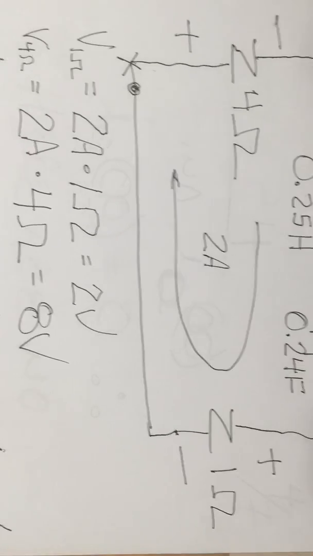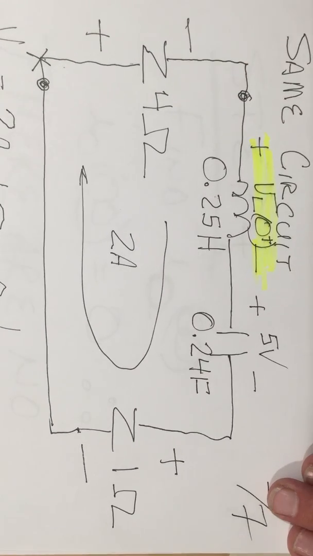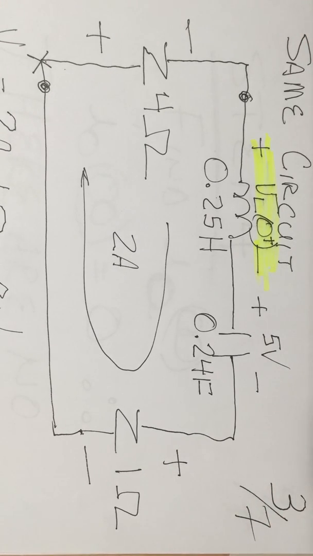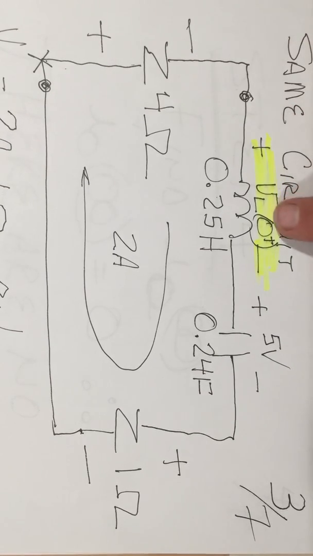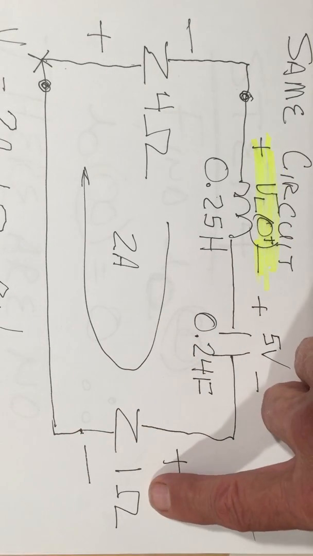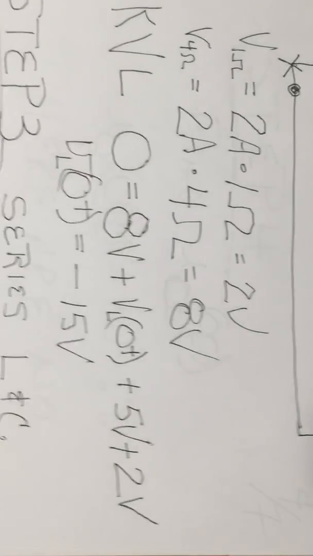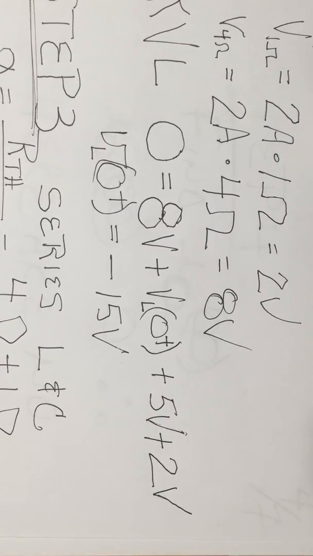And then I can do a KVL equation around this and figure out what VL0 plus is. So I start down here in the bottom left-hand corner like I always do. And I come up and this is going to be plus 8 volts, plus VL0 plus, the 5 volt drop across the capacitor, plus the voltage drop across the 1 ohm resistor, which is 2 volts. And so here's my KVL equation right here.